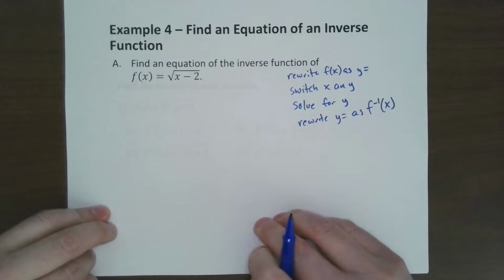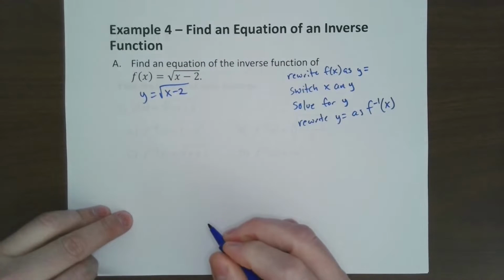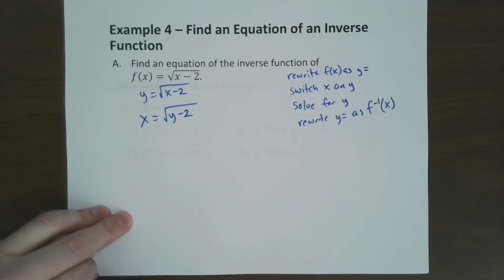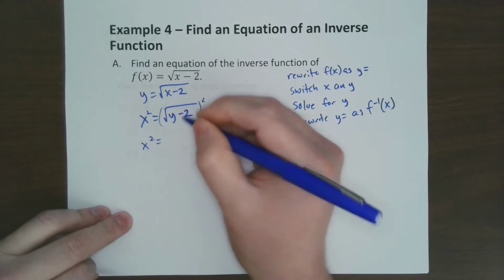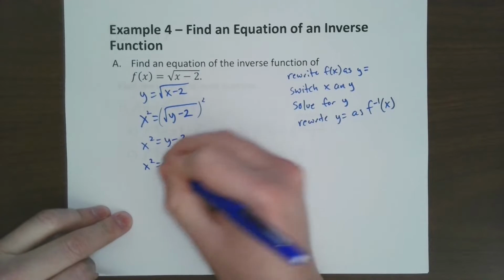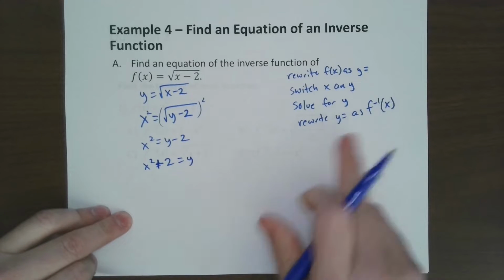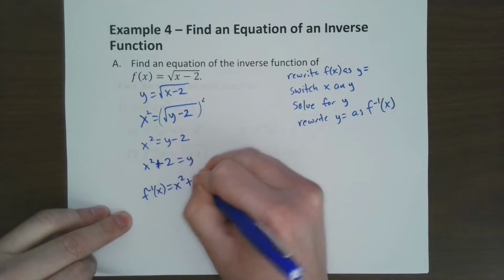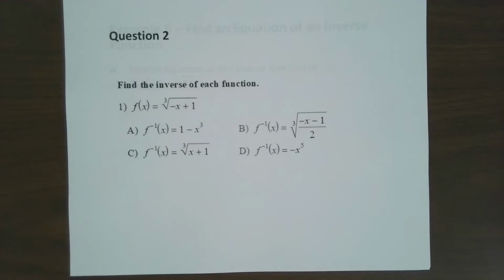So let's go through my steps. So y equals the square root of x minus 2, switch x and y. Now solve. So we're going to square. So x squared equals y minus 2, add 2, x squared plus 2 equals y. And now we're done. Now we're going to rewrite y equals as f to the -1. So f to the -1 of x equals x squared plus 2. And that's it. Try this problem.